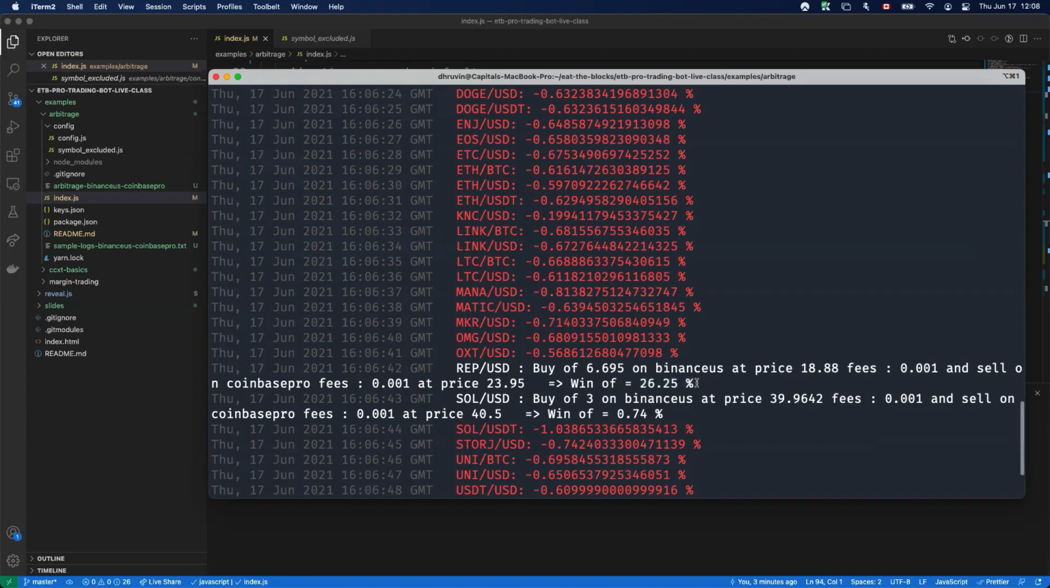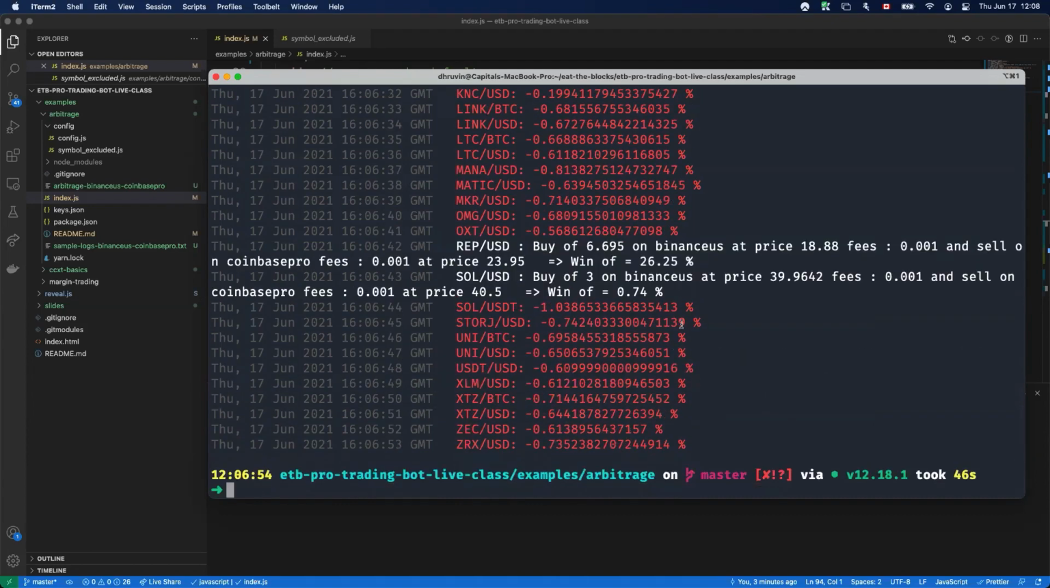So that is the number one step towards arbitraging. We will go through the code on how we can make this happen and how we can automate it.